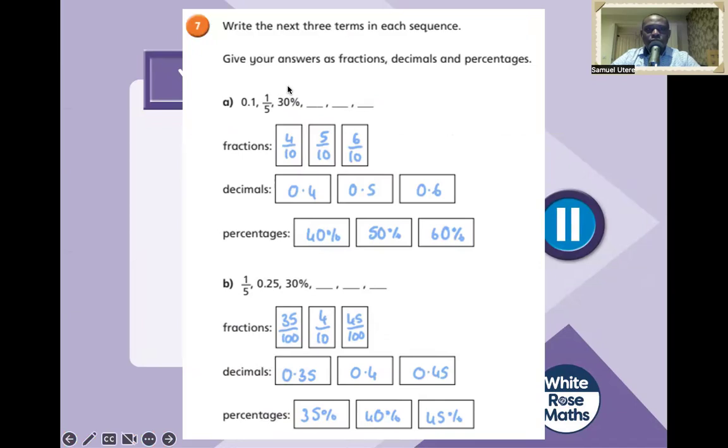Here, you were asked to write the next 3 terms in each sequence. So give your answer as fractions, decimals, and percentages. Again, this is something you could do with your calculator. That one is given to you as an example. This one has the fractions, decimals, and percentages.